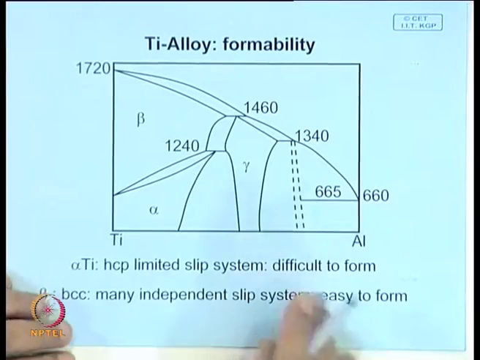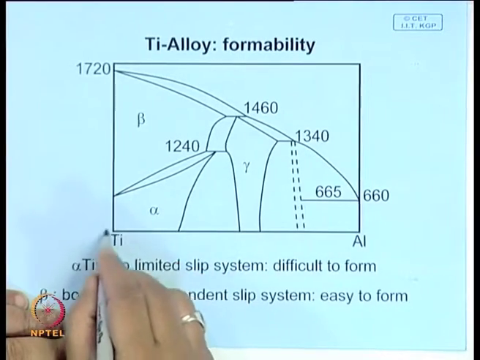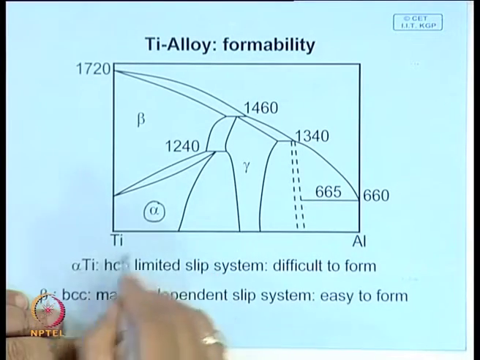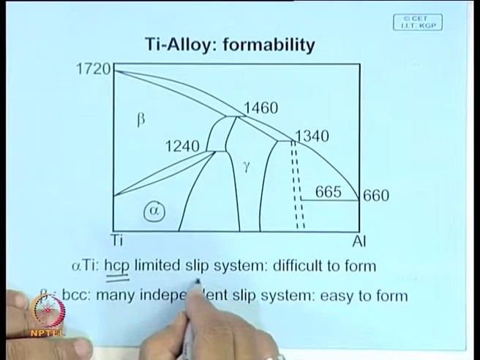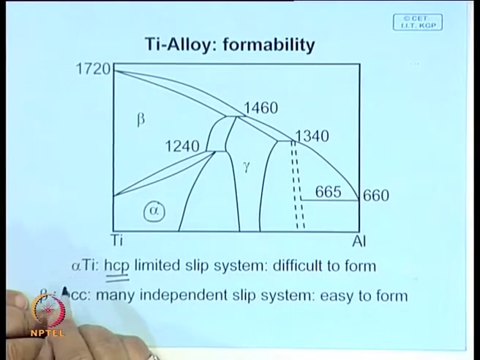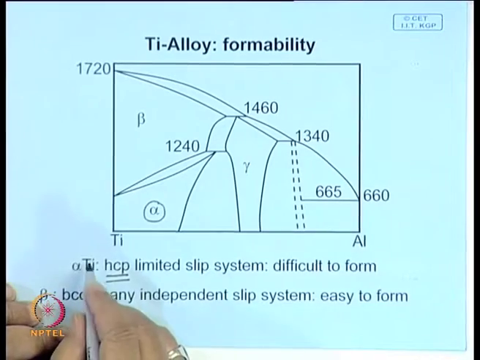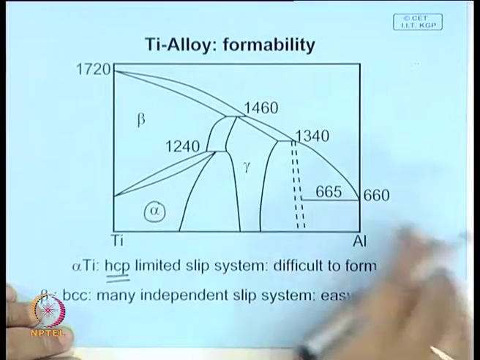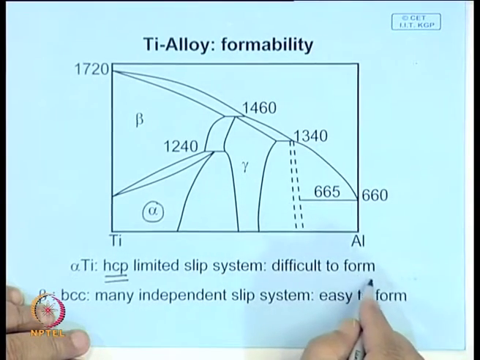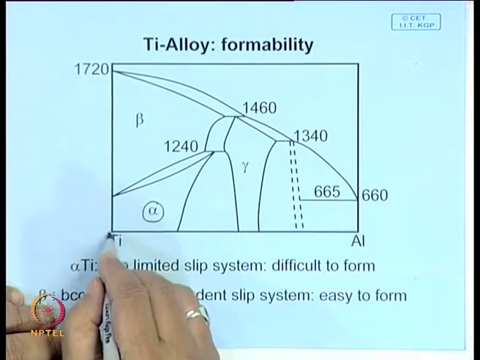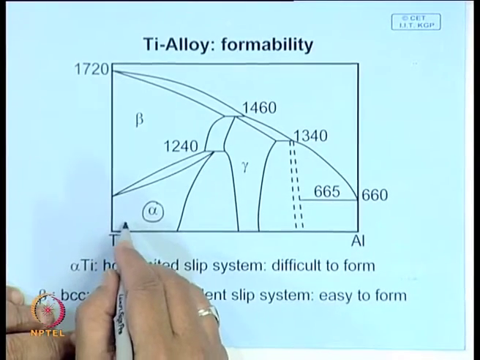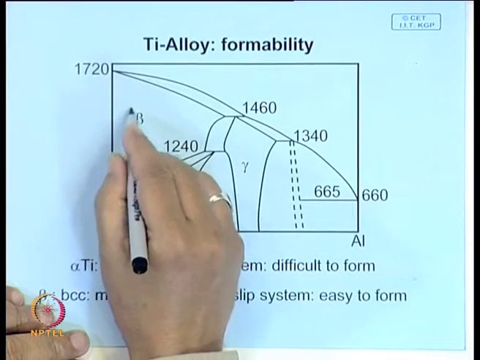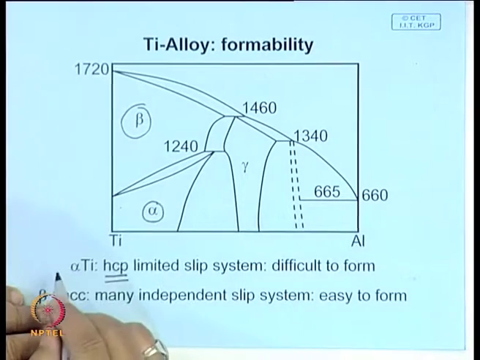Similarly, titanium has an allotropic transformation. At room temperature it is hexagonal, and hexagonal has limited slip systems, so they are difficult to form. Because of the limited number of available slip systems, room temperature ductility is limited, and it will be difficult to give the desired shape by deformation processing. So one way of giving large deformation is to go to the beta region and then deform.